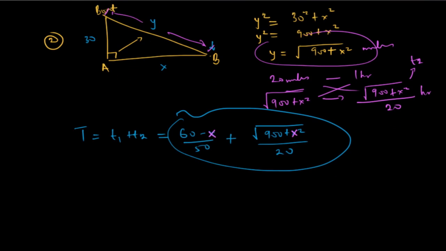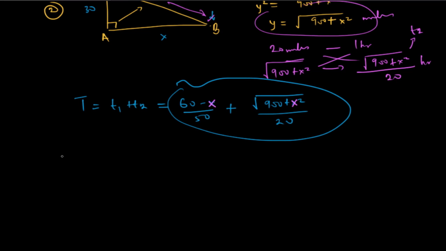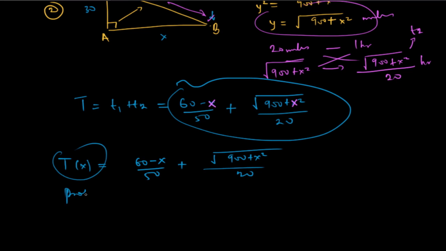whole function here. So in other words, the function we have is t of x. Our t of x is 60 minus x divided by 50 plus the root of 900 plus x squared divided by 20. So our aim is to minimize t of x. So the problem is to minimize t of x. So how then do I minimize t of x? So let's go and use our calculator to do that, our T189 calculator.